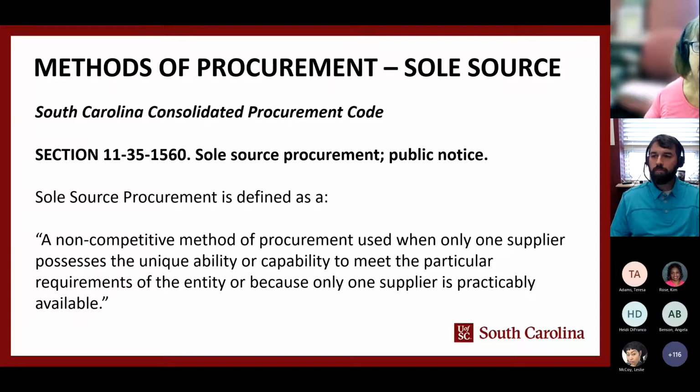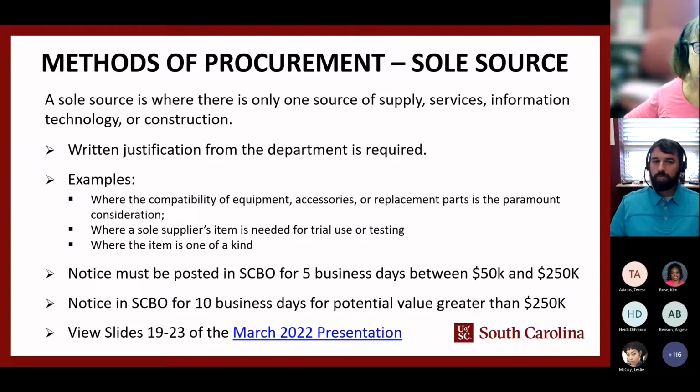It is a non-competitive method of procurement used only when one supplier possesses the unique ability or capability to meet the particular requirements of the entity. How do we determine that? We have to do some evaluations. So we look at if it's one source of supply or a service, information technology, or construction. So we require the departments to provide written justification. And some examples of that are where the compatibility of equipment, accessories, or replacement parts is the paramount consideration, where a sole supplier's item is needed for trial use or testing.